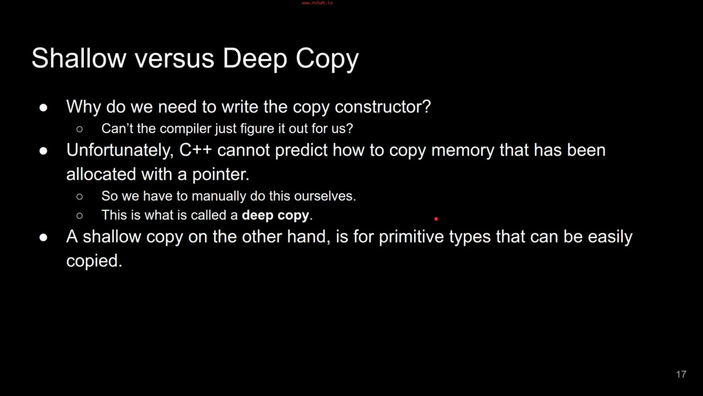Okay, so with all this copying going on, there's one more thing that we have to look at in memory. This is the reason why I was showing you this assignment, but there's something known as a shallow versus a deep copy. And this might answer the question of, why do we have to go through this trouble of writing the copy constructor? Can't the compiler just figure it out? Well, unfortunately, C++ can't predict how to copy things, especially if they've been allocated with a pointer. So we have to manually do this ourselves, and this is what's called a deep copy, what we've just done. A shallow copy, on the other hand, is fine for very primitive types.